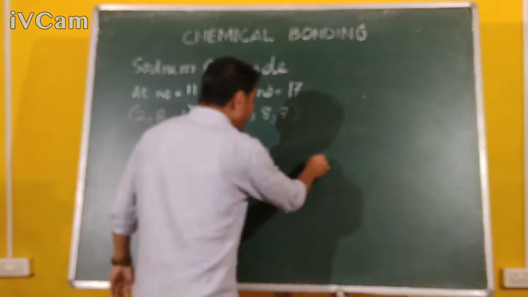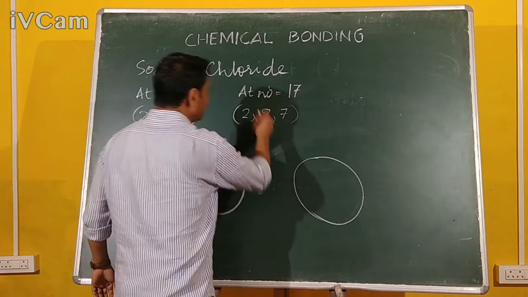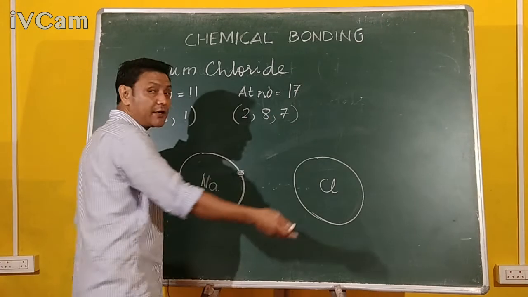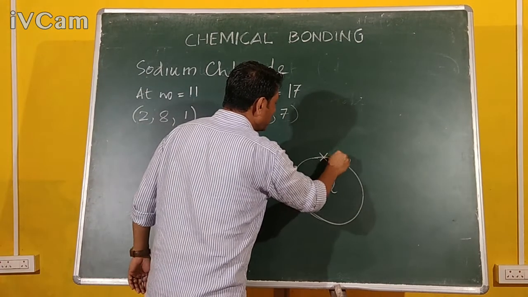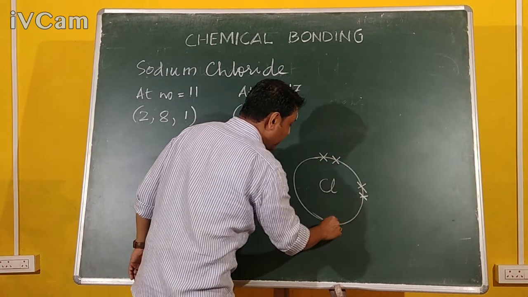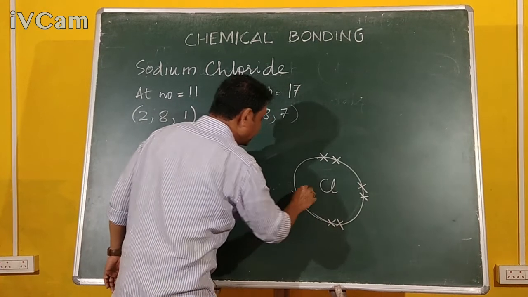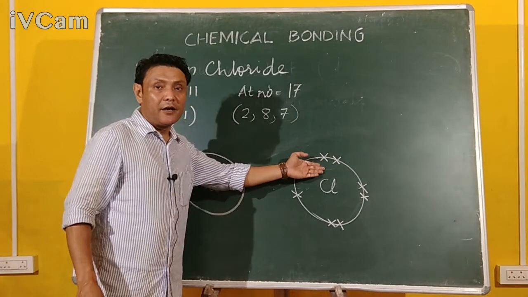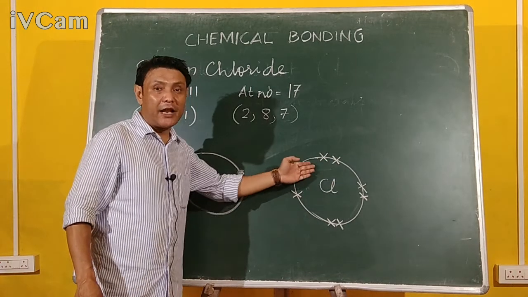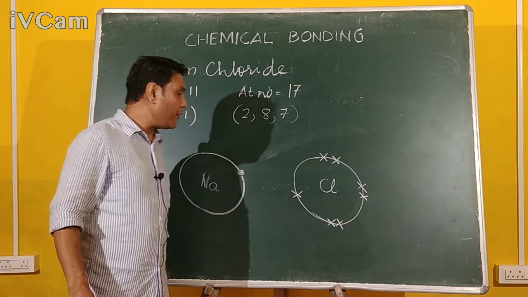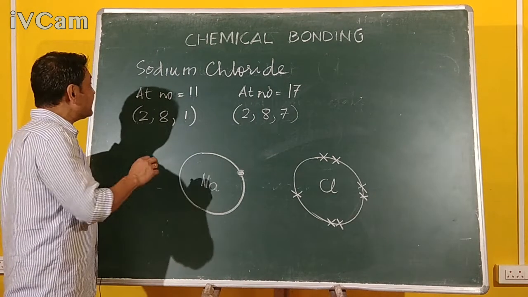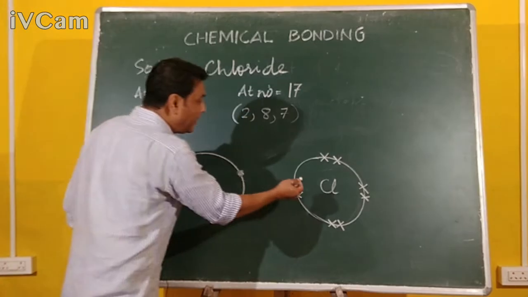All right. Now we deal with the atom of chlorine. How many electrons will chlorine have in the outermost shell? Since it is a non-metal, it will have 7 electrons in the outermost shell because the atomic number is 17. So 1, 2, 3, 4, 5, 6, and 7 electrons. These crosses represent the valence electrons of chlorine, the electrons in the valence shell. Now, sodium is a metal, chlorine is a non-metal.